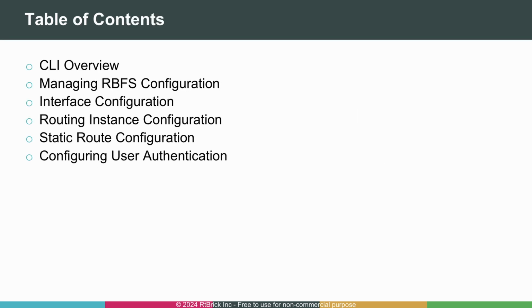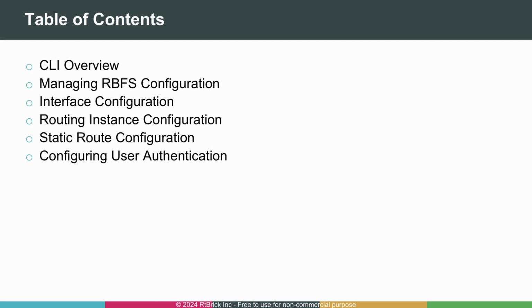Here's what we'll cover in this session. First, we'll break down the RBFS CLI, with a quick look at white box switches and the software layers that power them. We'll give you a set of essential operational commands to monitor system health and performance. Next, we'll dive into the configuration database, showing you how to tweak settings, roll back to previous versions, and save configurations to a file for future use.